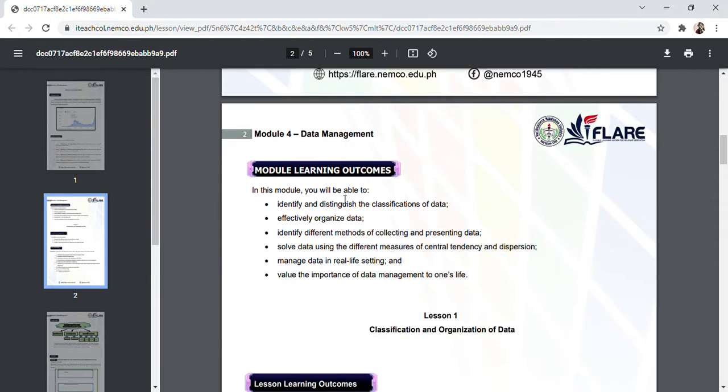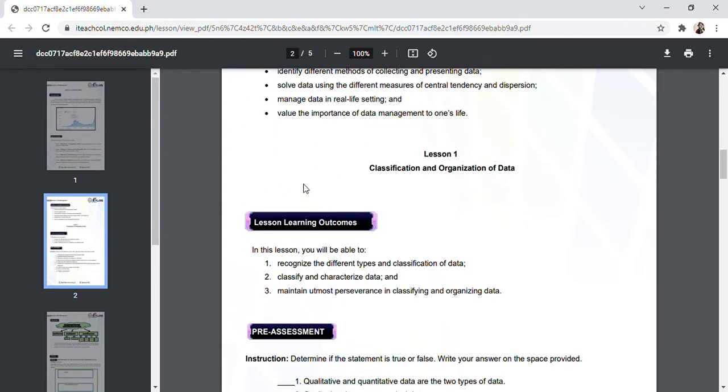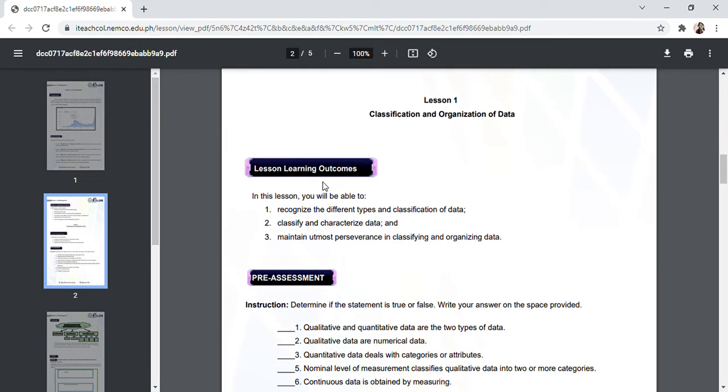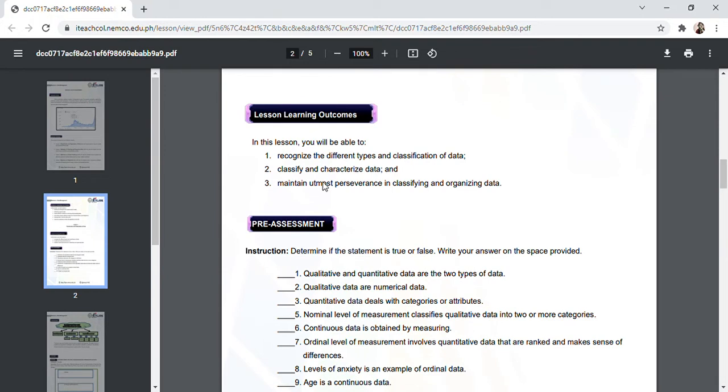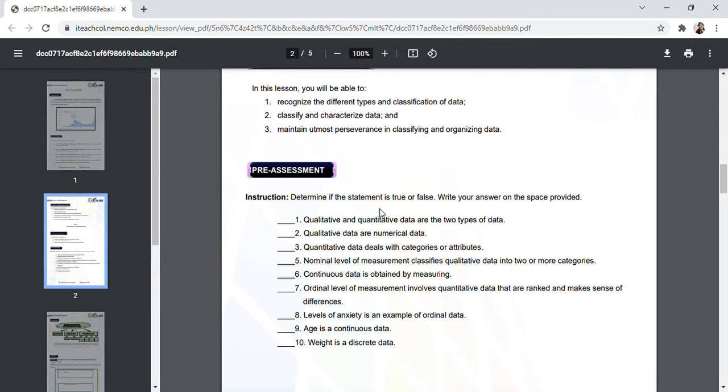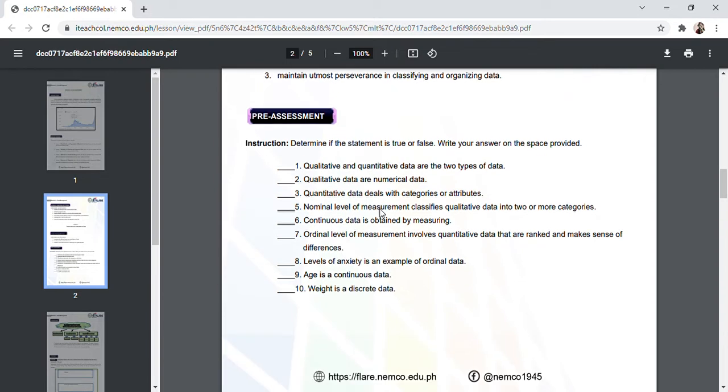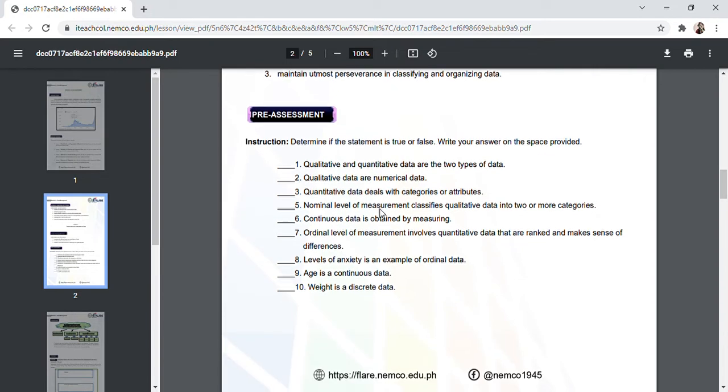So we have here the module learning outcomes, and let's go first to lesson 1, which is all about classification and organization of data. So in this lesson, you will be able to recognize the different types and classification of data. Kaduha is to classify and characterize data, and the katulo is for you to maintain utmost perseverance in classifying and organizing data. So we have here the pre-assessment, and in our pre-assessment, I will just put this one in your assignment. So, inyo na lang ni siya answera, in your assignment.